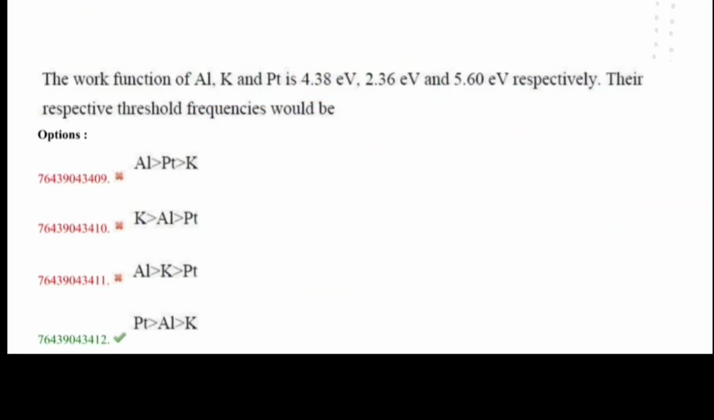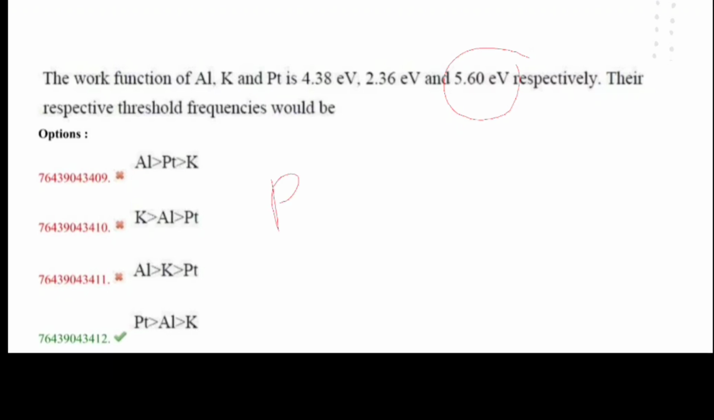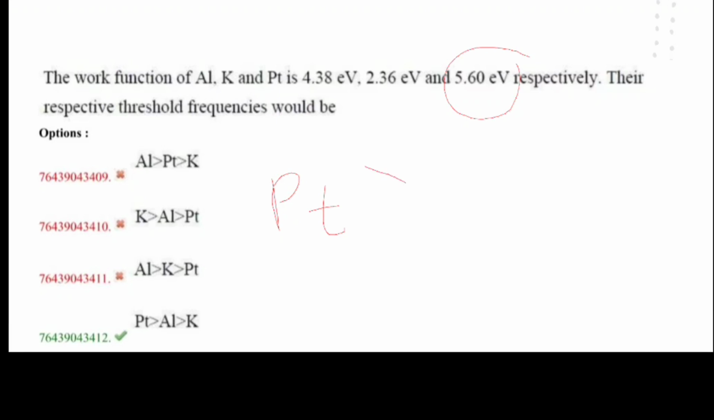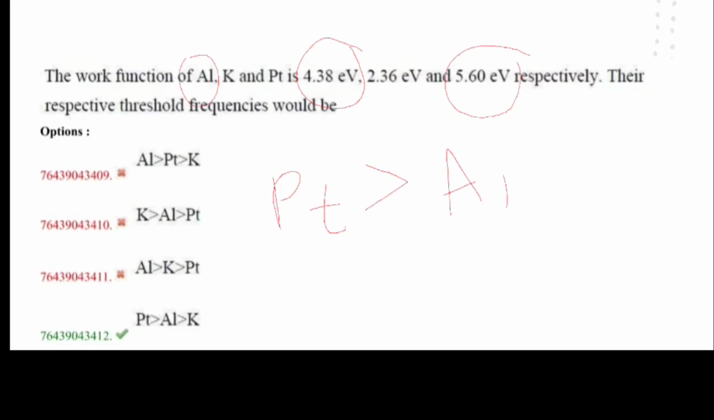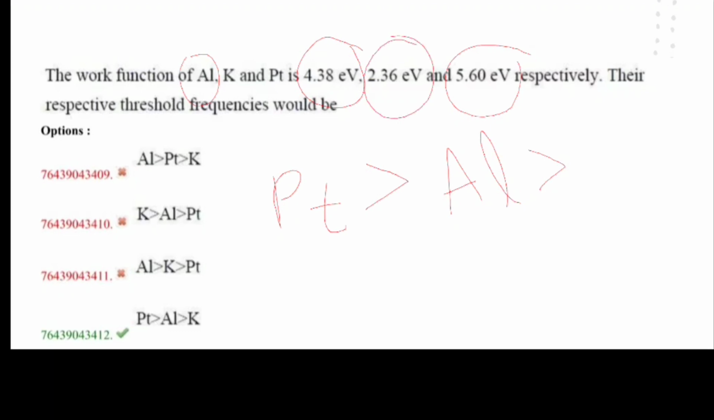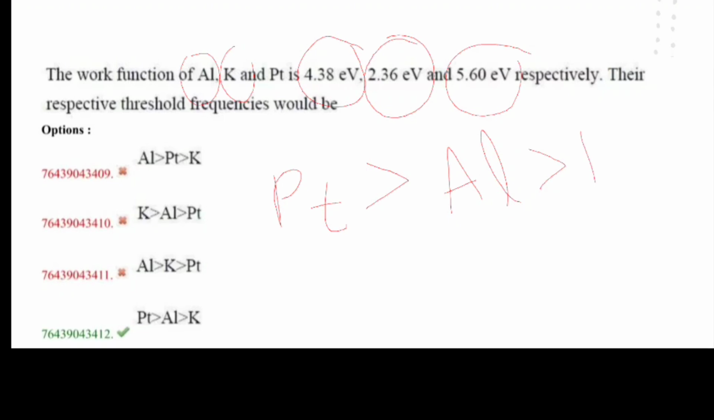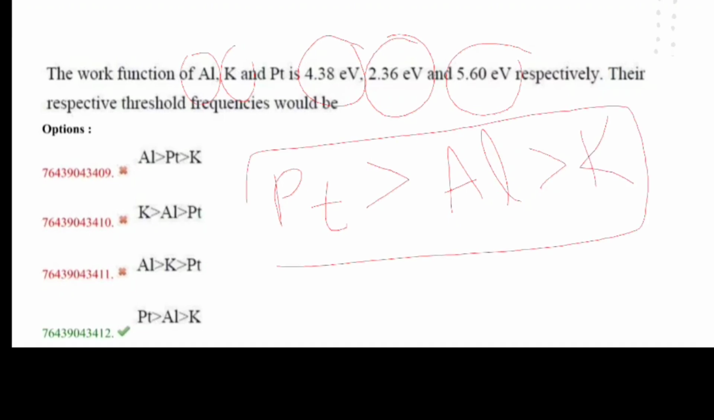So here the highest work function value is for Pt. So first, threshold frequency of Pt will be greater than. Second highest work function is 4.38 eV, it is for Al. So second is Al, it is greater than. Third work function is 2.36 eV, it is for K. So the answer is Pt greater than Al greater than K.